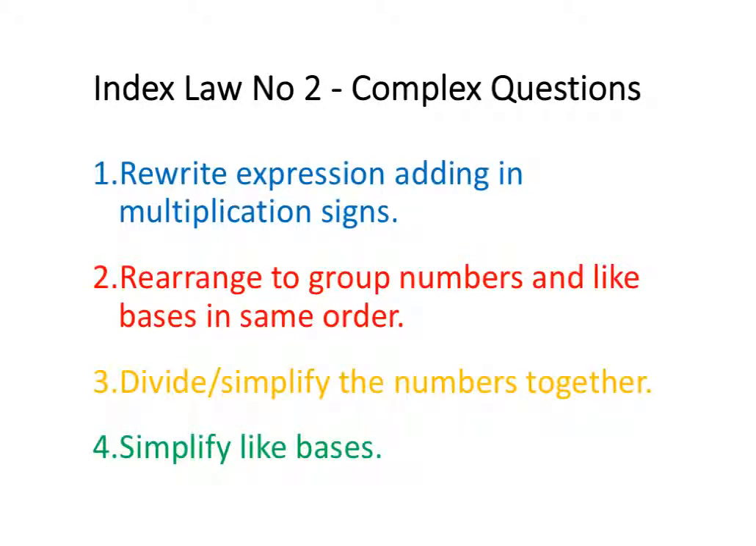So when we're looking at more complex examples involving the second index law, below is a list of 4 steps that I recommend to help work through to simplify the expression. The first is to rewrite the expression, adding in multiplication signs in between the numbers and the variables. The second step is to rearrange and group numbers and like bases in the same order in the numerator and the denominator. The third step is to divide or simplify the numbers together. The fourth and last step is to simplify like bases using the second index law. These 4 steps will help you work through and simplify more complex questions involving the second index law. So let's have a look at a couple of examples.